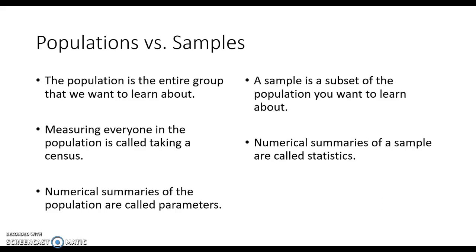And when we talk about numerical summaries of a sample, so if I find the mean of our sample, that's called a statistic. Now, one thing that I find easy to help me remember where parameters and statistics go, parameters and population both start with P, statistics and samples both start with S. Okay, so if you're finding information from a population, the entire group, that's a parameter. If you're calculating numerical summaries for a sample, for part of the population, that's a statistic.